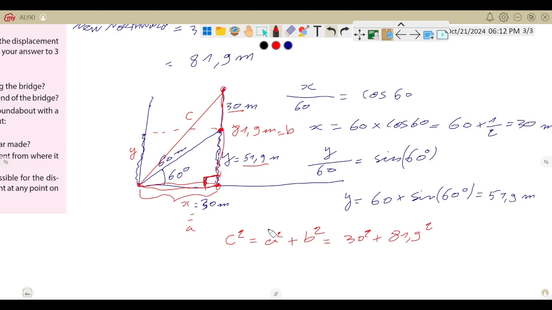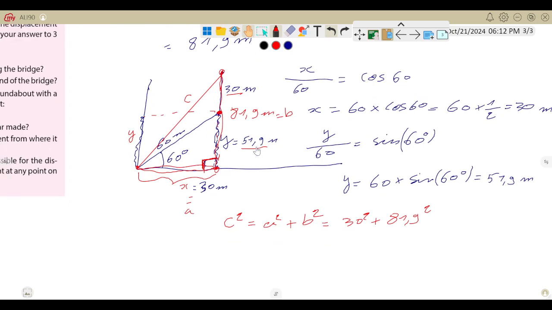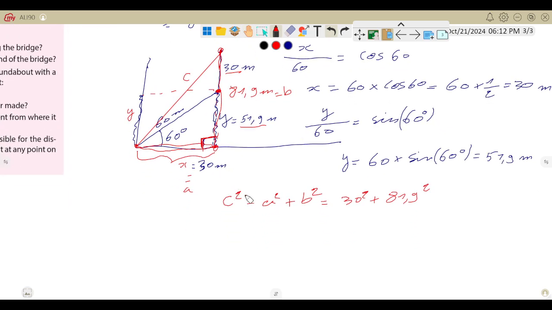81.9 square. To get rid of the square here, I can just plug in the square roots. Square root of C square would give C. This is the square root of 30 square plus 81.9 square. The final result will give the length or measurement of this displacement.